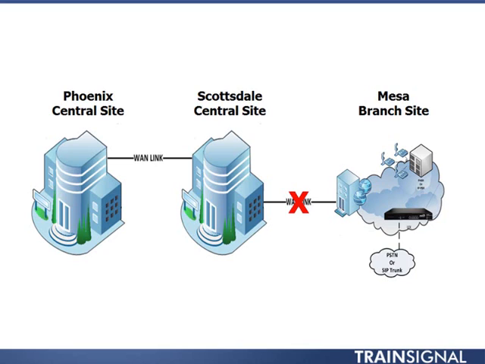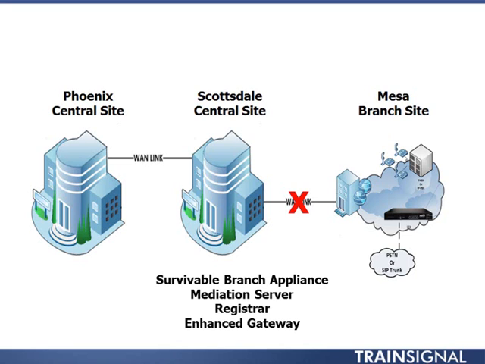The main goal or design of the SBA is voice resiliency for your branch offices. We want to make sure that those users can make and receive phone calls. We want them to have a dial tone even when the WAN link over to the central site goes down. So why does your client only have limited functionality out at the branch site in Mesa when your WAN link goes down? Well, that's because when you deploy an SBA, it has the mediation server role, it has the registrar role, and it also has an enhanced gateway built in. The role of the SBA is to make sure that your clients can still register and they can still make and receive phone calls in the case of an outage where you cannot connect over to your central site, which does have those application services in it.